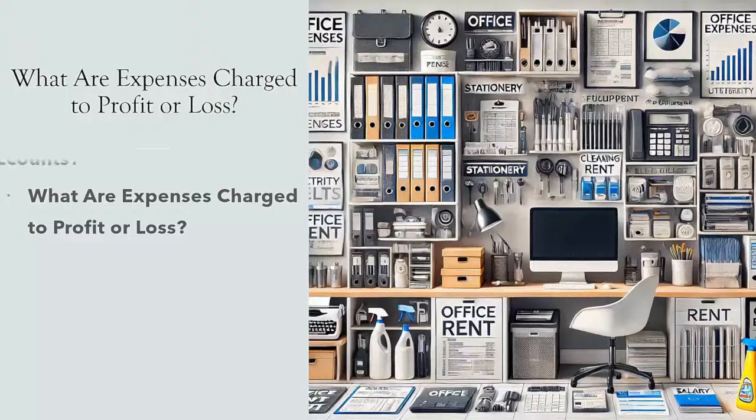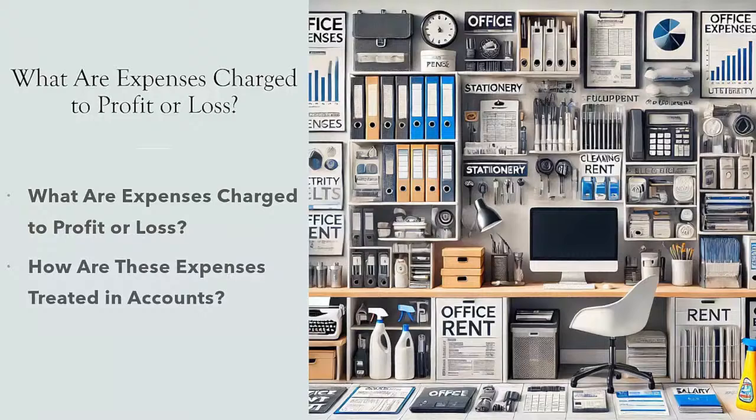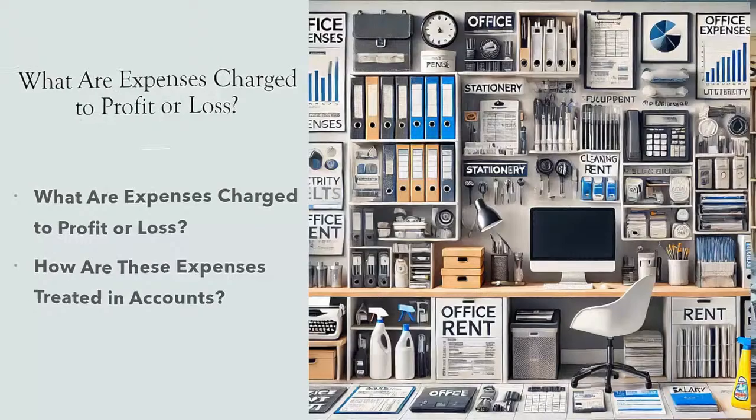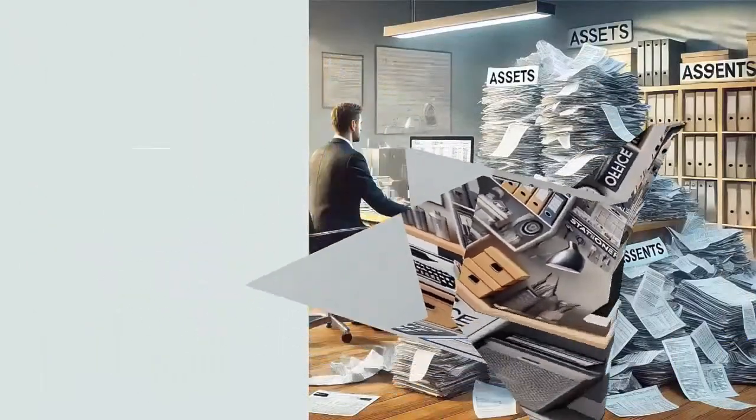How are these expenses treated in accounts? 1. They are recorded in the income statement, also called the profit or loss statement. For example, if the business pays electricity bills totaling $1,000, this amount is recorded as an expense in the income statement. 2. They are deducted from income when calculating this year's profit. Why? Because they are costs of doing business during the current year.